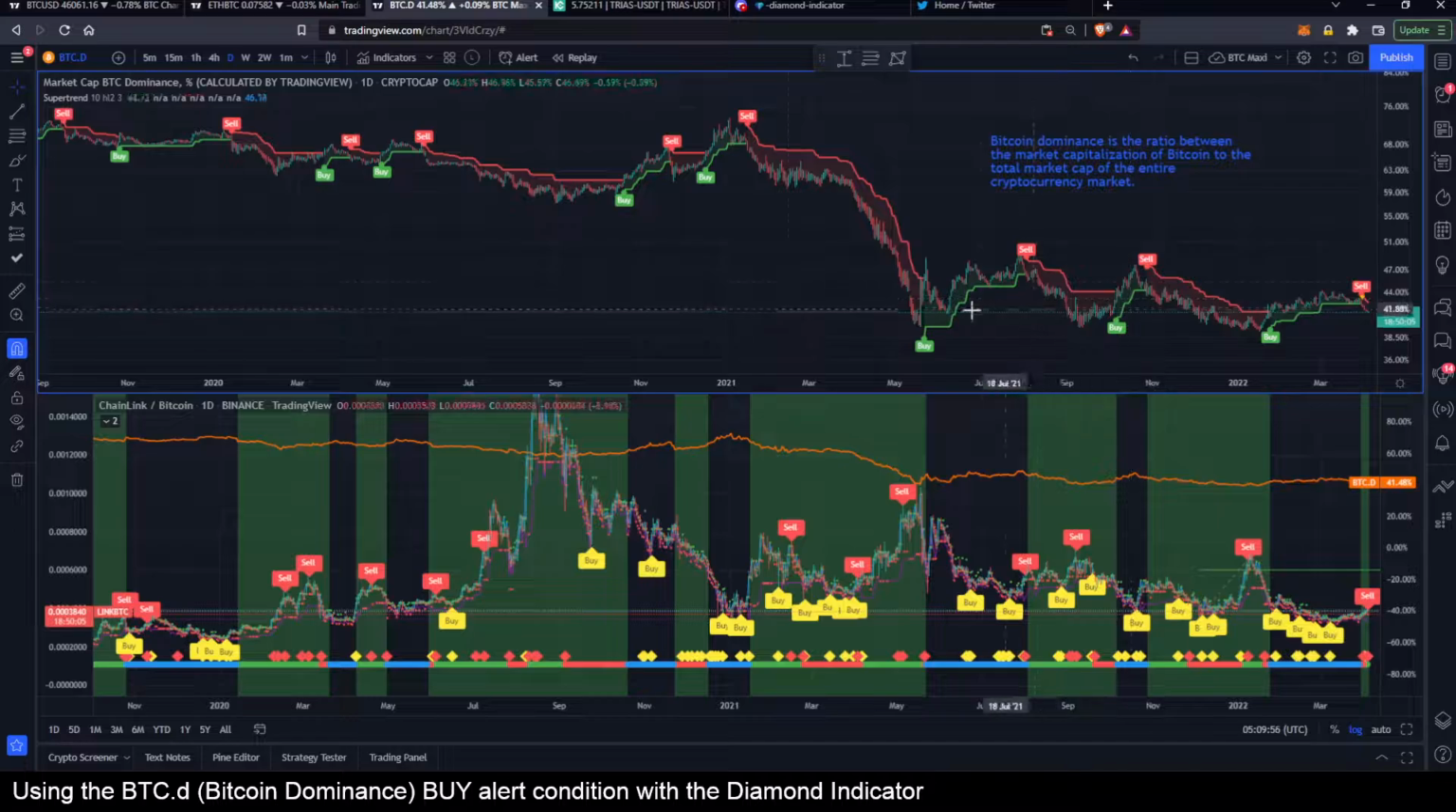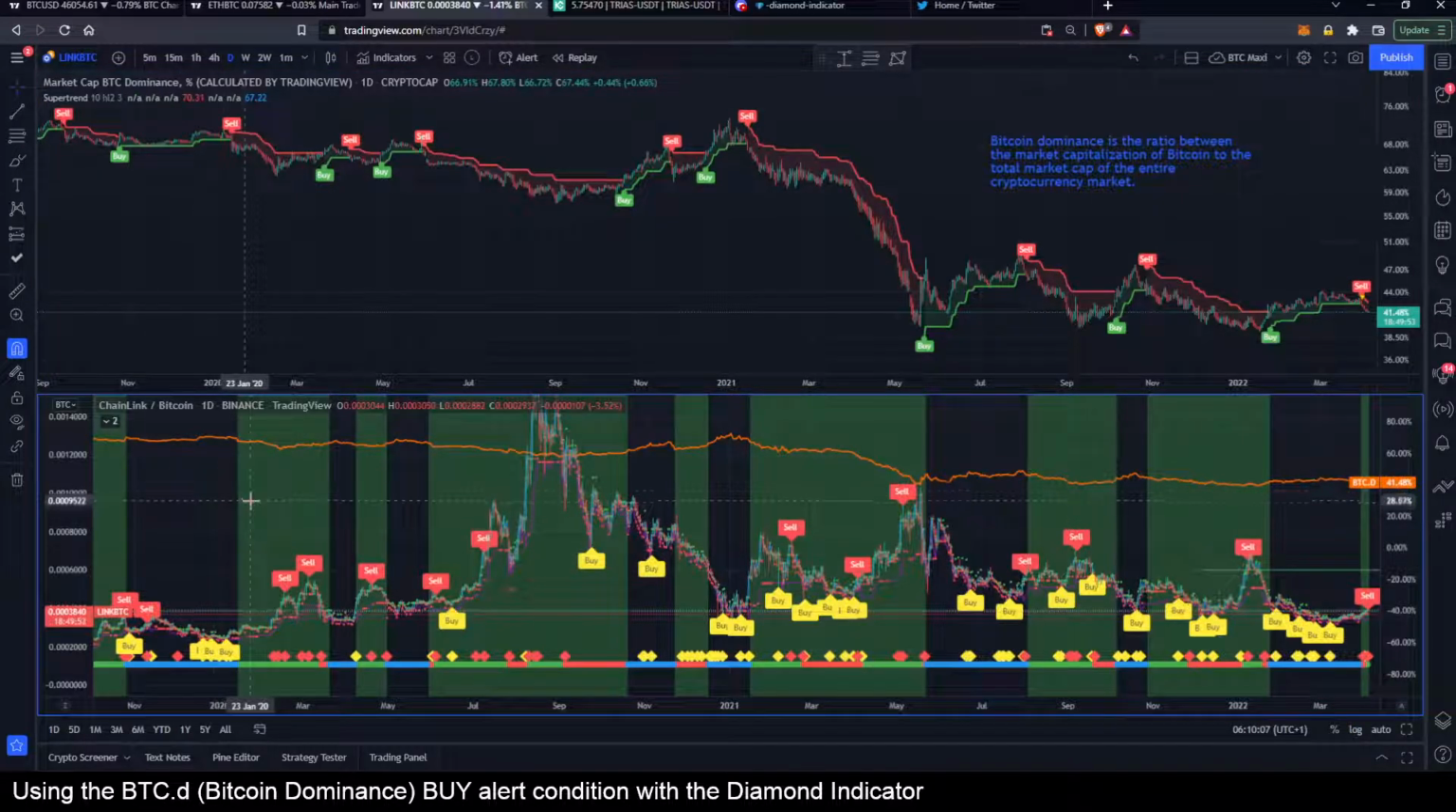Sideways action is normal for trading, but it can be hard to trade. When we have these sharp Bitcoin dominance downtrends, it's a great opportunity to trade altcoins on the Bitcoin pairs. You can see this below. In the chart below, we have Chainlink versus BTC, and for the purposes of this video, I've shaded the background of the chart in green whenever we have a downtrend condition in Bitcoin dominance.